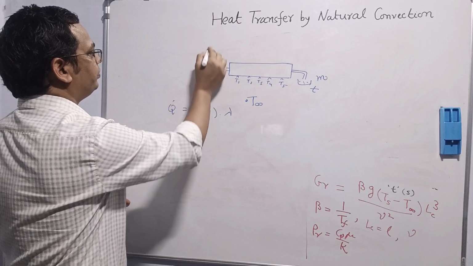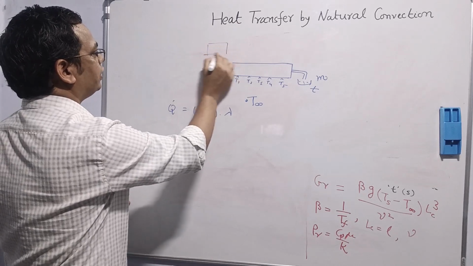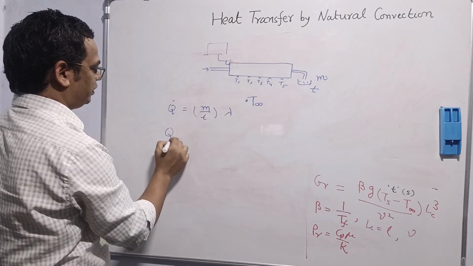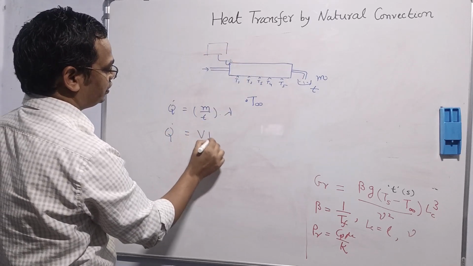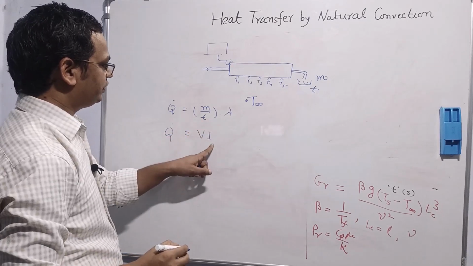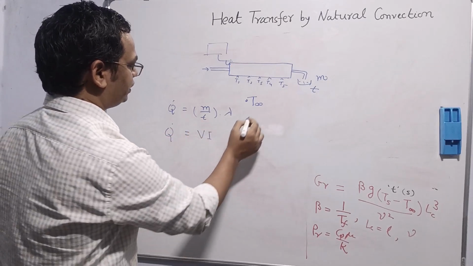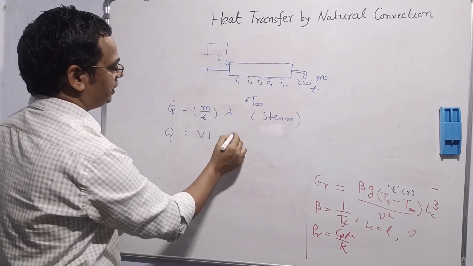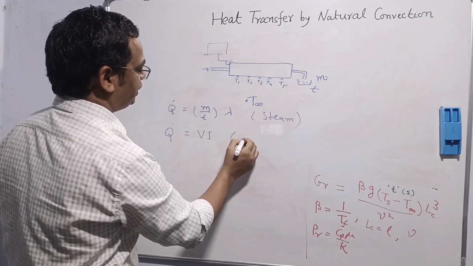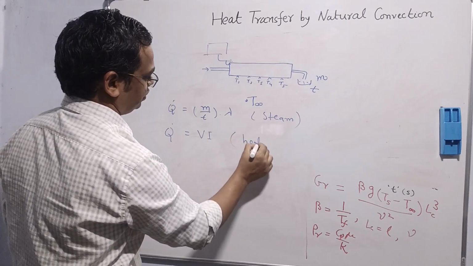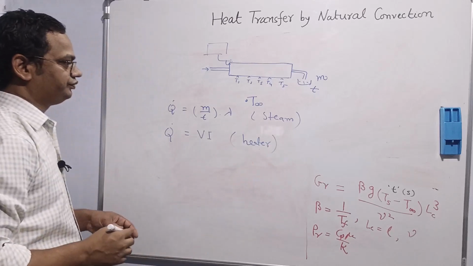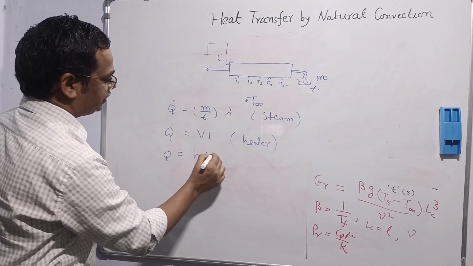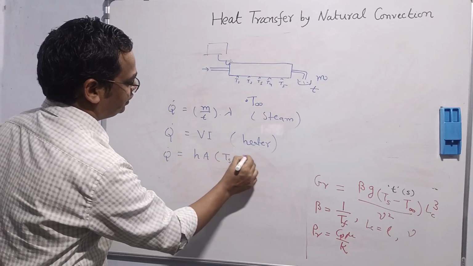In case in our setup heating coil is there, then we can use VI. In case of steam, this one. In case of heating coil, this one. Heating provided by steam, heating provided by heater or heating coil. Then we can find the heat transfer coefficient, hA, Ts minus T infinity.